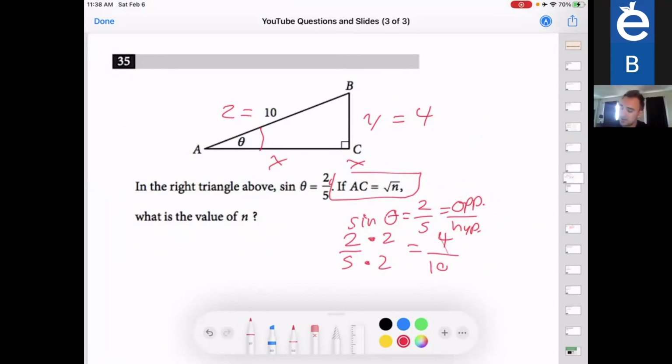So once again here, they're telling us that AC, we just have to be careful, the side here, AC is equal to the square root of n. So x is equal to the square root of n. Right? So I'm just calling AC x. I think it's a little bit easier to think of that way. My Pythagorean theorem says that normally a squared plus b squared is equal to c squared. In terms of the variables that I'm using, it'll be x squared plus y squared is equal to z squared.